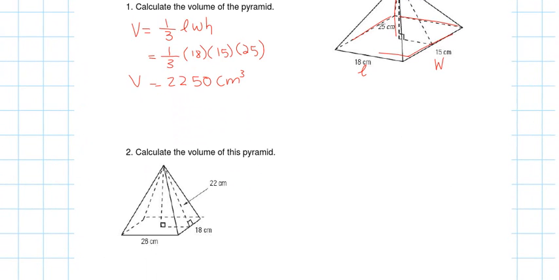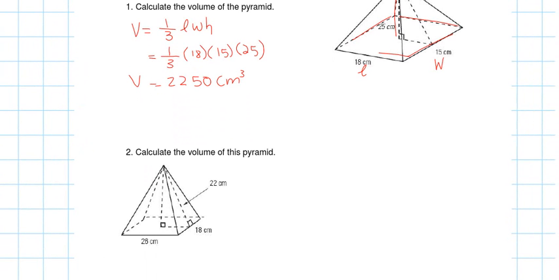Another example: I have a pyramid with a rectangular base. They gave me 26, 18, and 22. What does that 22 represent? Does it represent the height of the pyramid? No. It represents the slant height, which is actually the height of the triangle. I can't use this one in the volume formula. Where do I need the slant height? For the surface area.